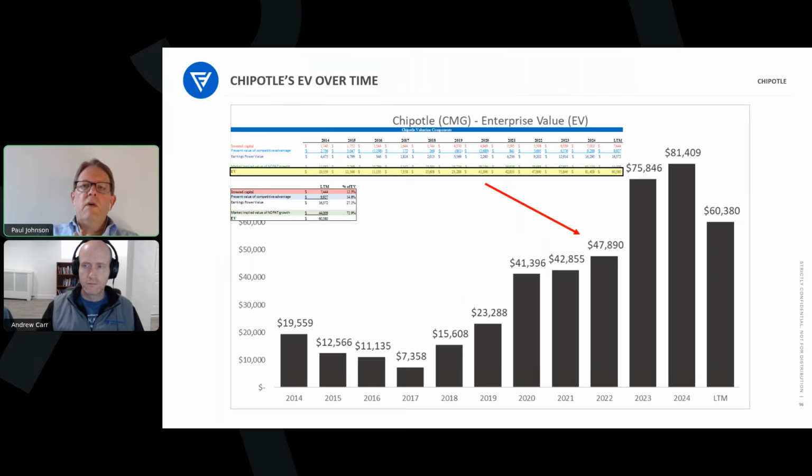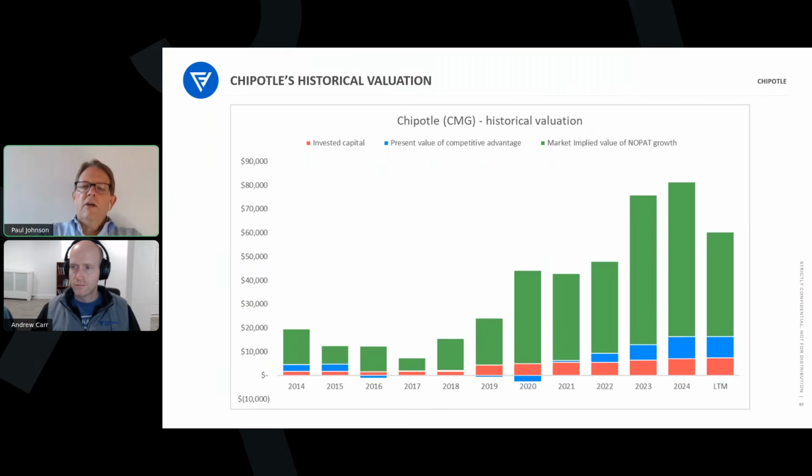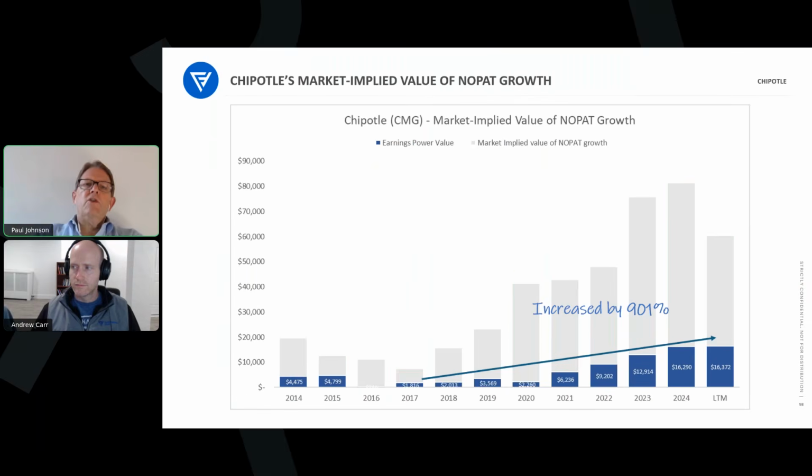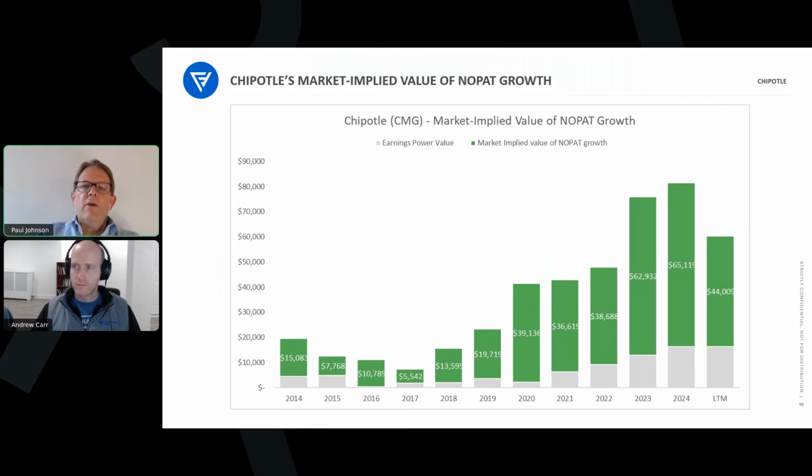That's why I would call this, I'll show you in a minute why I got the name, the Italian cookie, but visually I can see exactly what's happened. All right, there's your Italian cookie. Those are your three slices: the invested capital, present value, competitive advantage, market implied value of growth. That's kind of interesting. There's your earnings power value, and that's increased by 900% since Boatwright and Nichols took over. Pretty impressive. There's your market implied value of growth just on top of your earnings power value.